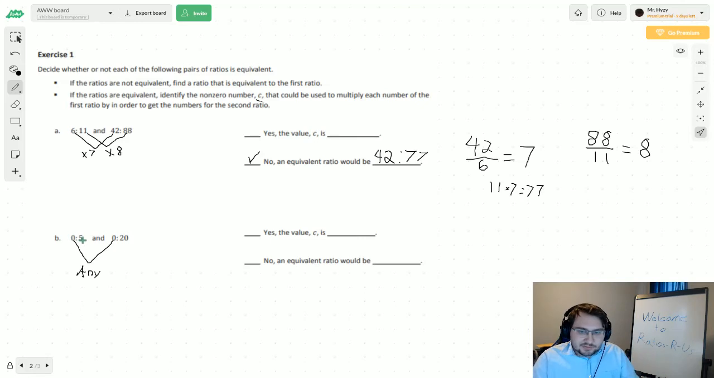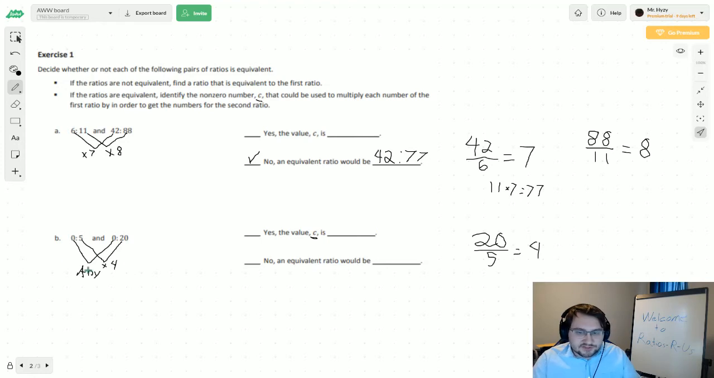So let's look at this one. We don't even really need to do this to prove that they're equivalent, because we know that no matter what number this is, it's going to be equivalent, because this number can be any number. But we still need to find out what C is. So if I need to find out what I'm multiplying 5 by to get 20, same as before, I'm going to come over here. I'm going to go 20 divided by 5, and that's going to give me 4. So for this, I'm multiplying 5 times 4 in order to get to 20.